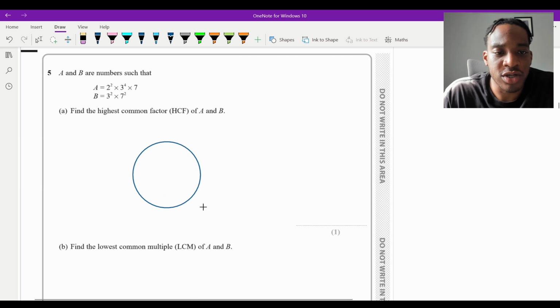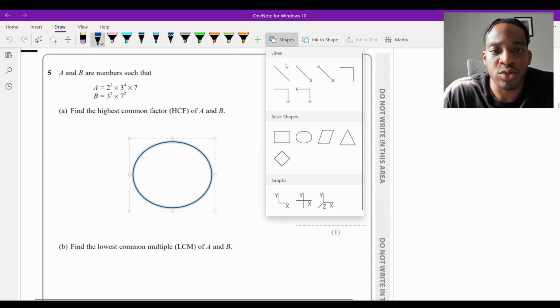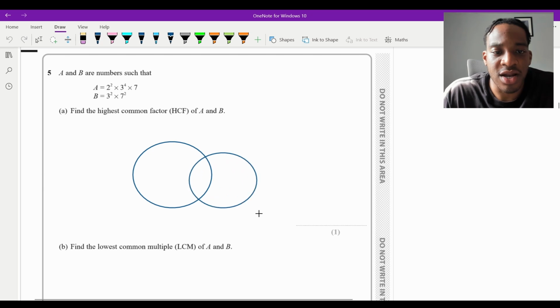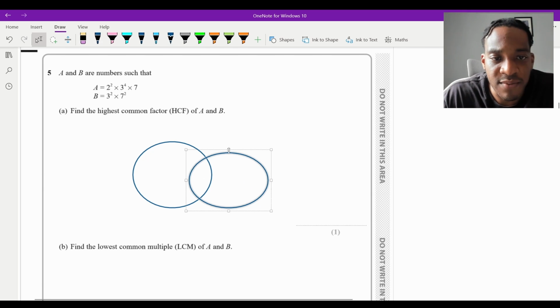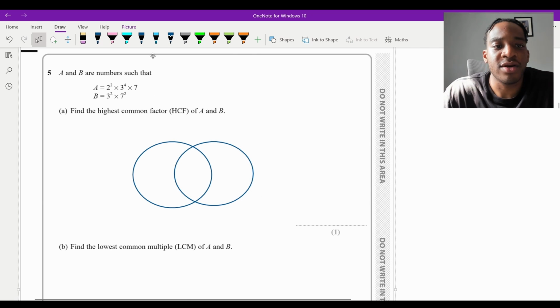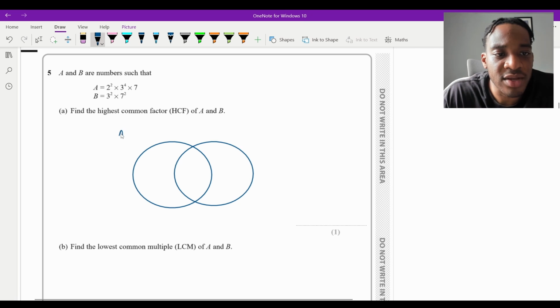I'm going to draw a circle like this here. I'm going to draw another circle like that over there. And then let me just make it a bit proportionate. So put it like this and put it in the middle. Yeah, so it's fine. And I'm going to call this A, and I'm going to call this B. Now, we just need to put these into the Venn diagram.